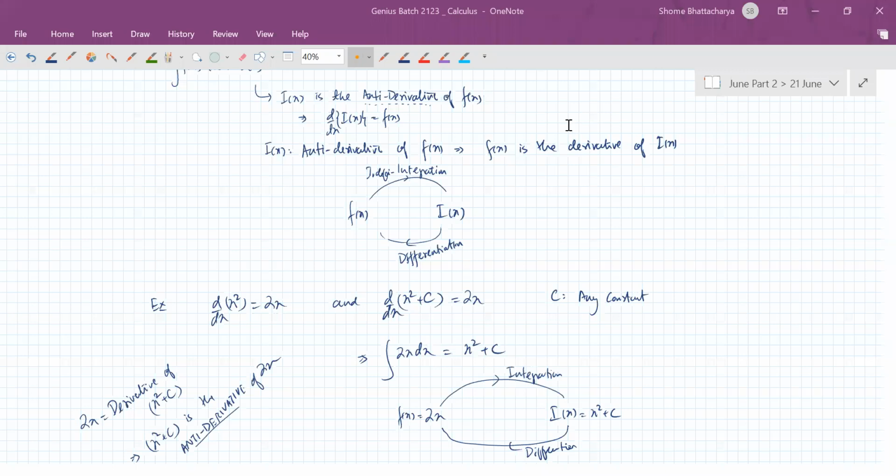Yes, sir. Sir, in the above example, why have you written indefinite integration? Srijata, can you speak a little louder into your mic, please? Can't hear you. Sir, in the above example, why have you specified indefinite integration? Why have we specified?